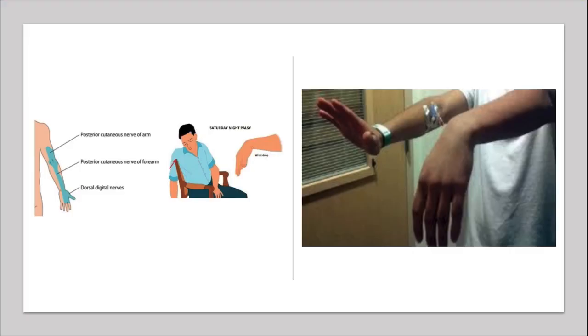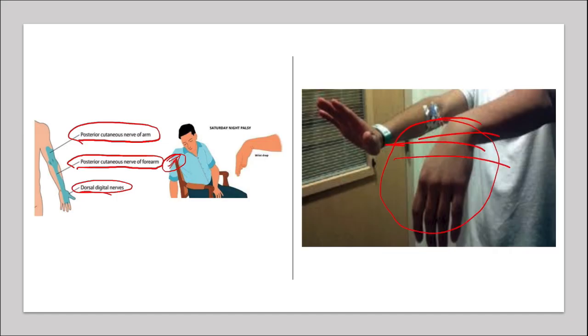Next, this is the Saturday night palsy. If the patient is sleeping like this on a chair, then compression of the spiral groove will lead to wrist drop. Whenever you see wrist drop, we have to think of radial nerve palsy. Next, this is the sensation of the posterior cutaneous nerve of the arm, the posterior cutaneous nerve of the forearm and the dorsal digital nerves. This is the wrist drop. You can appreciate this image perfectly.